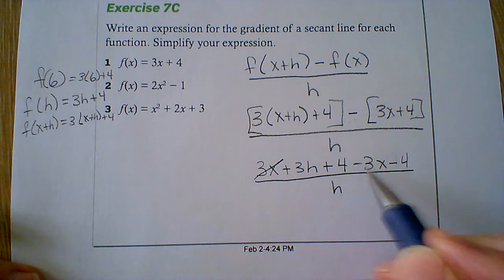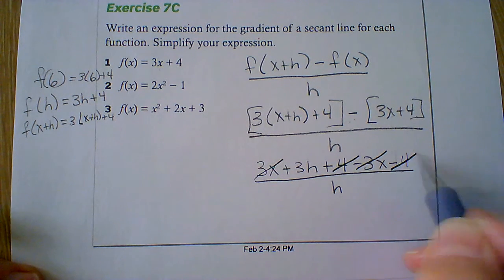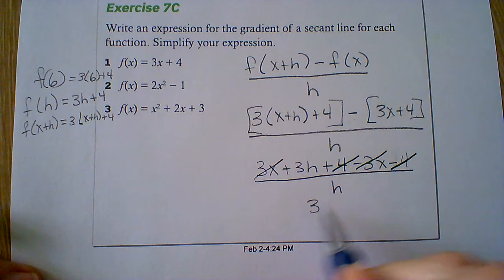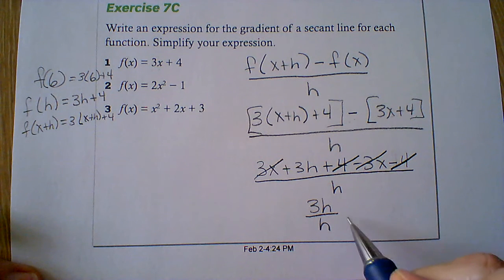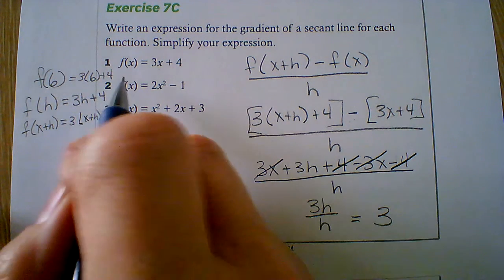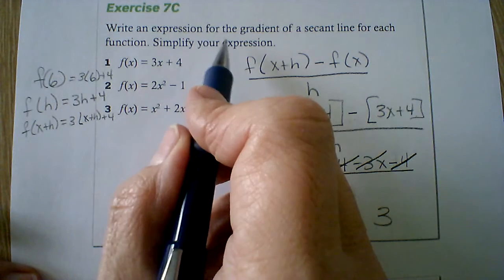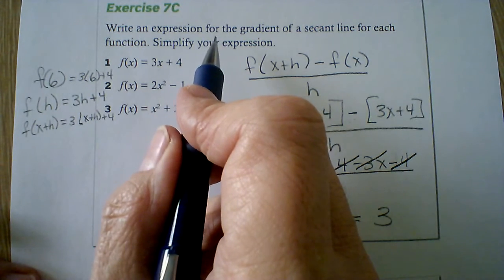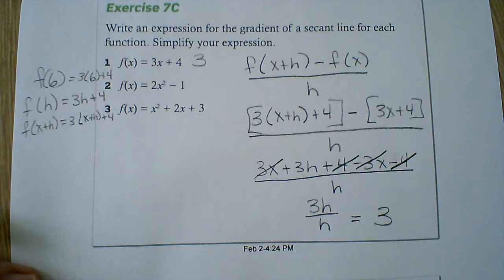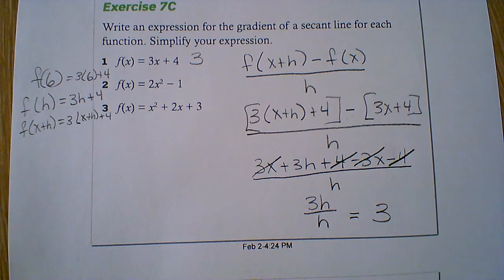All right, so let's see what we can eliminate. That cancels out, and that cancels out. And now I am left with 3h over h. So my answer is 3. Okay? Did you write f of x equals 3? Nope, this is f of x. Write the expression. So it's an expression, not an equation. So right now we would just write 3. Oh, okay. All right, so try number 2 and number 3. No, because this is an expression for the secant line, okay?